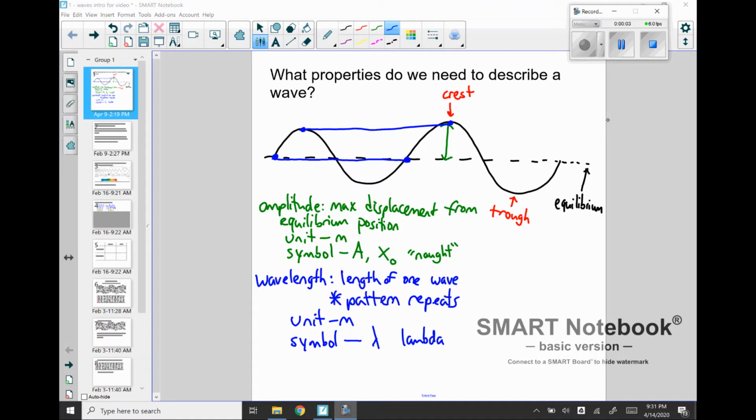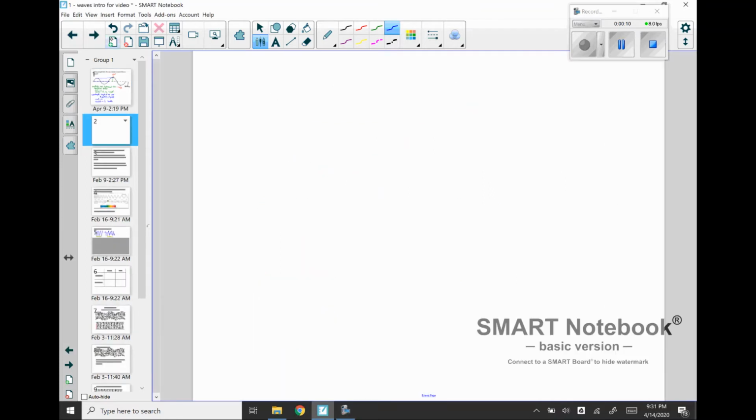So for the next two properties, we would need something a little more than a ruler to directly measure them, but if we added a stopwatch to our arsenal, we can start talking about the amount of time that it takes to repeat some of these cycles. So that would be defined as the period of the wave. We're going to have two very closely related definitions here. So the period is the time for one complete cycle.